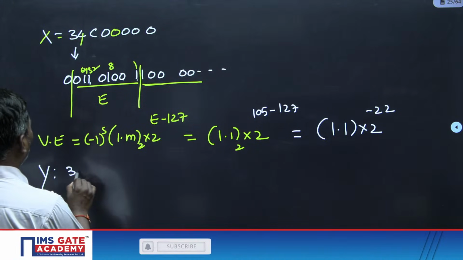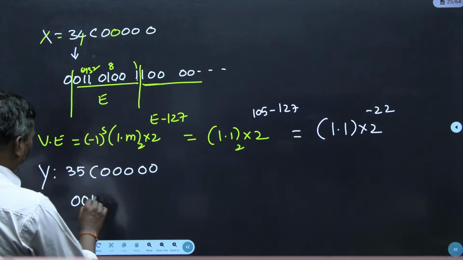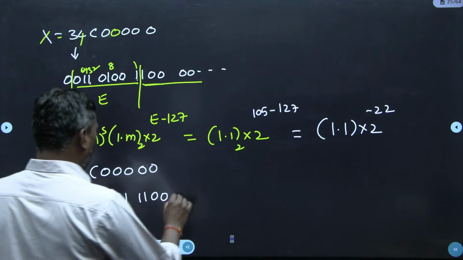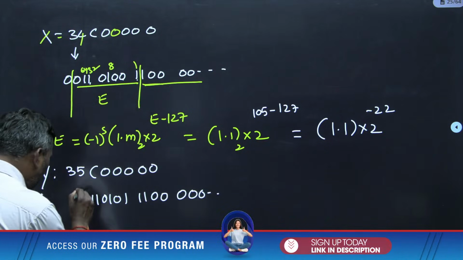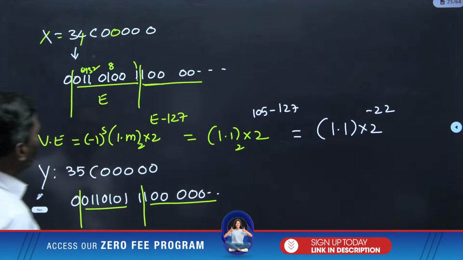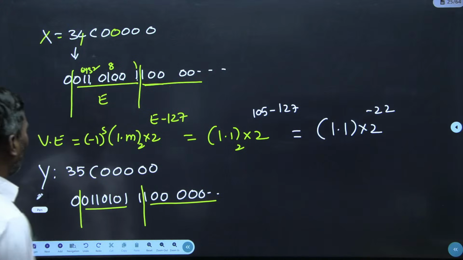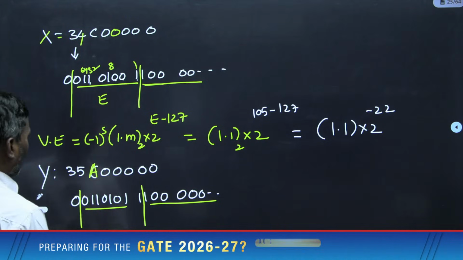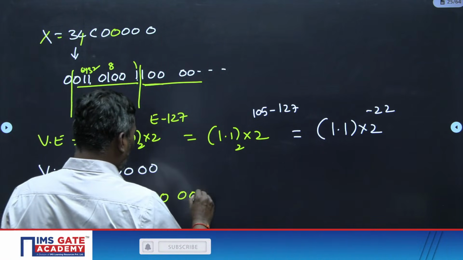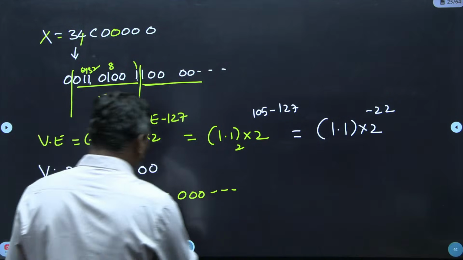The Y value is 35 C 00000 now. So 0011 1010 1010 1100, and the rest of the values are 000. This is the sign bit, then up to this point is the exponent, and this is the mantissa. Sorry, this is not C, this is A. So A means 1010 0000 will be there. Up to this point is the exponent, and this is the mantissa.